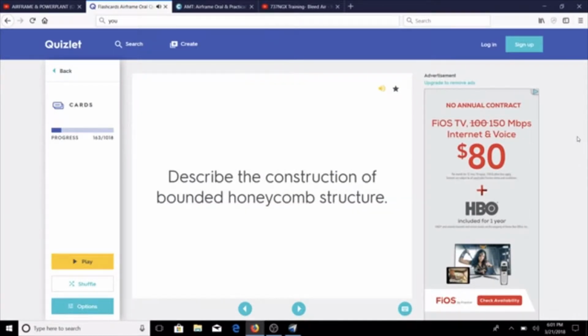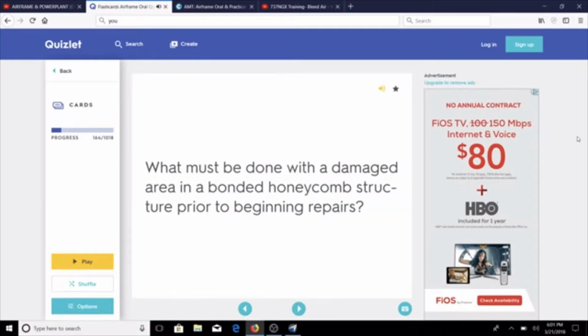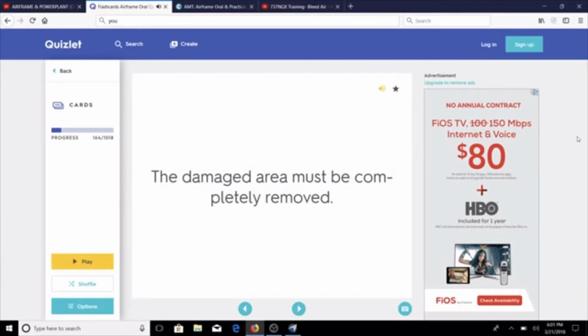Describe the construction of bonded honeycomb structure. It is a laminated structure that has a solid facing bonded to either side of a core consisting of open, 6-sided cells. What must be done with the damaged area in a bonded honeycomb structure prior to beginning repairs? The damaged area must be completely removed.